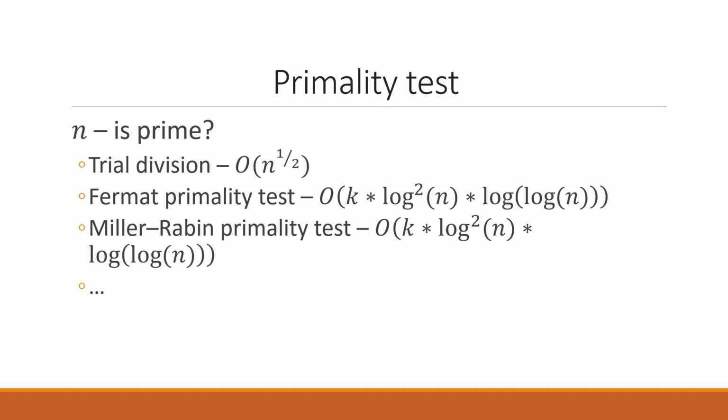The second one was the Fermat primality test, which has better time complexity, but it has disadvantages such as Carmichael numbers, which are composite numbers, but the Fermat test gives us the answer that it is prime. The third one, on which we focused, is the Miller-Rabin primality test, which has the same time complexity as the Fermat test, but doesn't have problems such as Carmichael numbers.